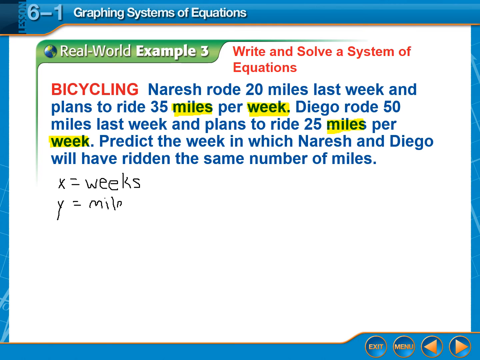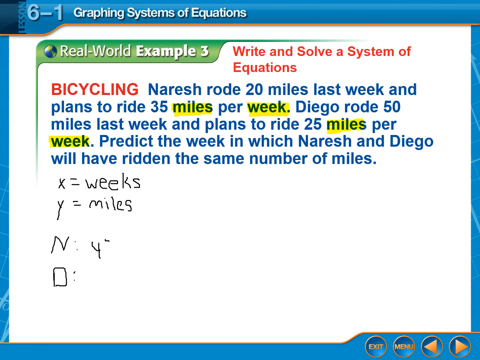All right, so x is weeks and y is miles. Let's write two equations for each situation. So we've got Naresh and we've got Diego. How can we represent the number of miles that Naresh is riding and the number of miles that Diego is riding? The number of miles that Naresh is riding, remember, is going to be y.